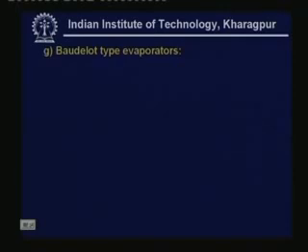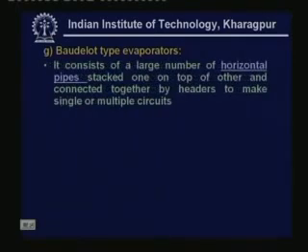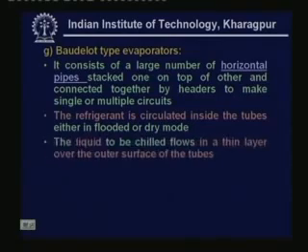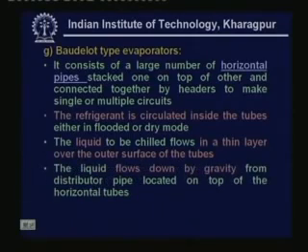This is what is known as Baudelot type evaporators. This kind of evaporator consists of a large number of horizontal pipes stacked one on top of the other and connected together by headers to make single or multiple circuits. The refrigerant is circulated inside the tubes either in flooded or dry mode. That means you can have flooded evaporator or dry expansion type evaporator. The liquid to be chilled flows in a thin layer over the outer surface of the tubes. The liquid flows down by gravity from distribution pipe located on top of the horizontal tubes. Now let me show the picture of Baudelot type of evaporator.